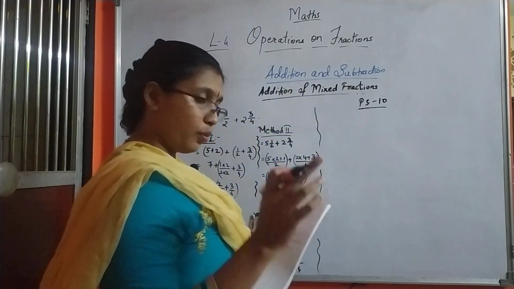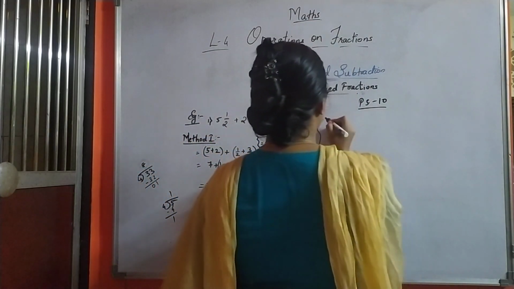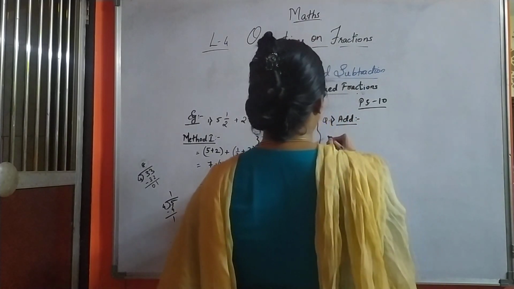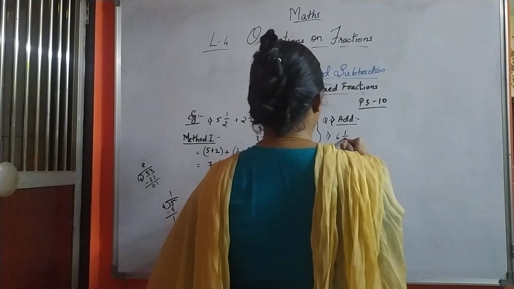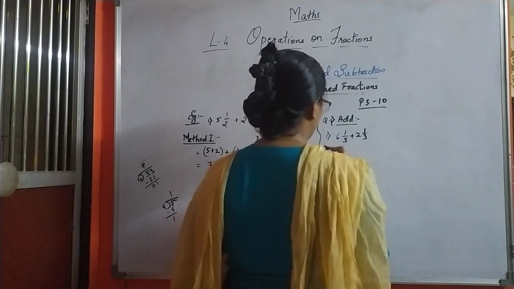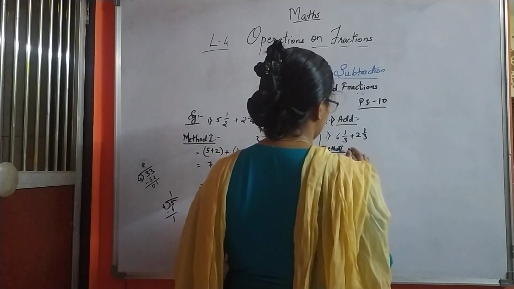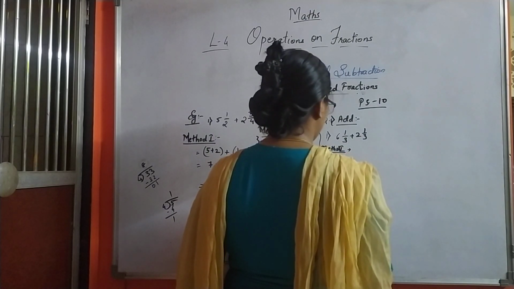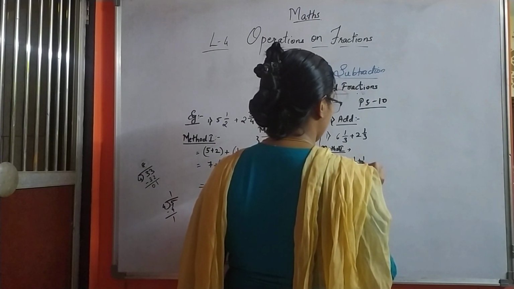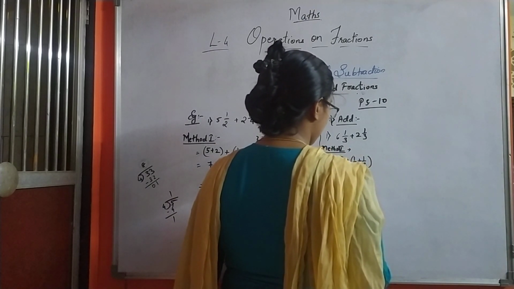Again we will solve, I will solve both the methods for you, but it's up to you which method you want to take. Okay. So the question number 1, that is add. The first question is 6 1 upon 3 plus 2 1 upon 3. So method 1, that is 6 and 2 are taken together and 1 upon 3 and 1 upon 3 are taken together. 6 plus 2 is 8, 1 upon 3, 1 upon 3.